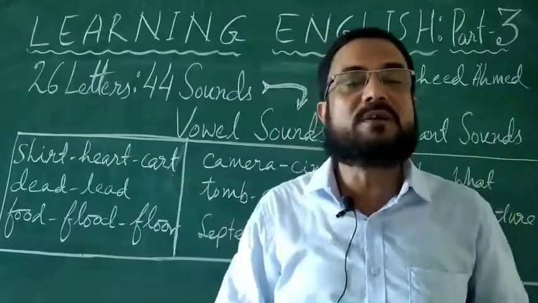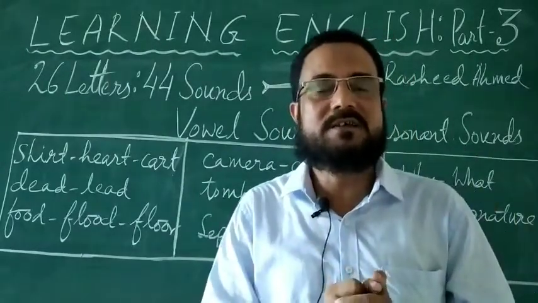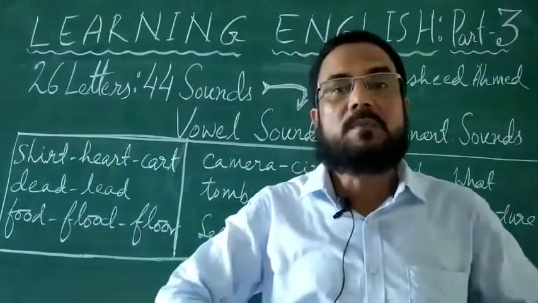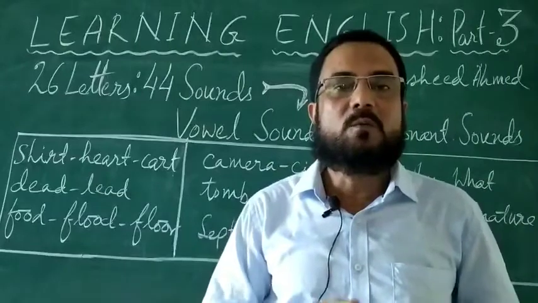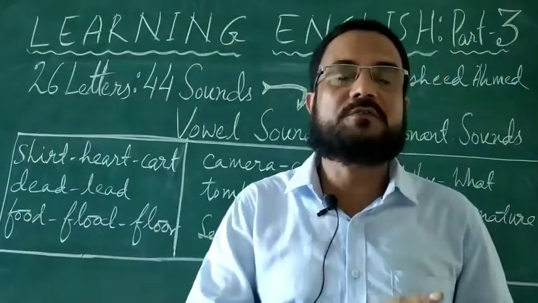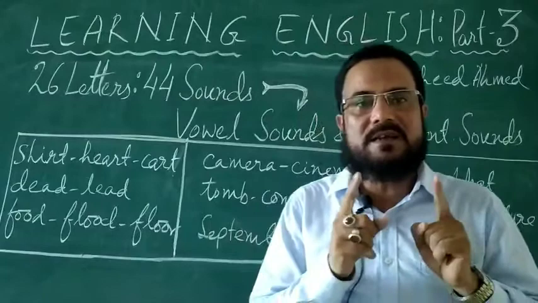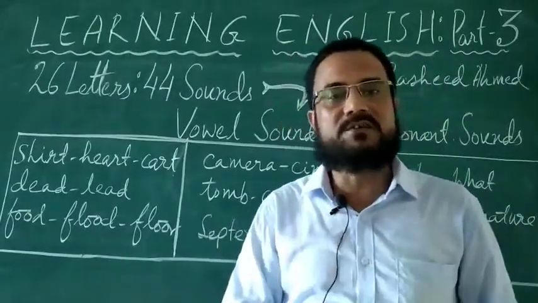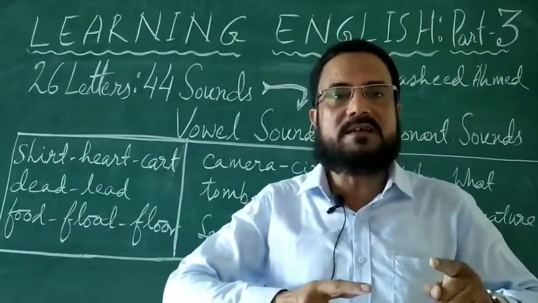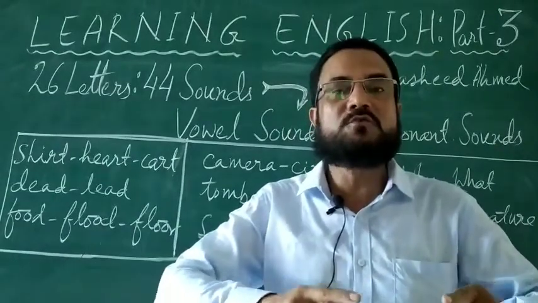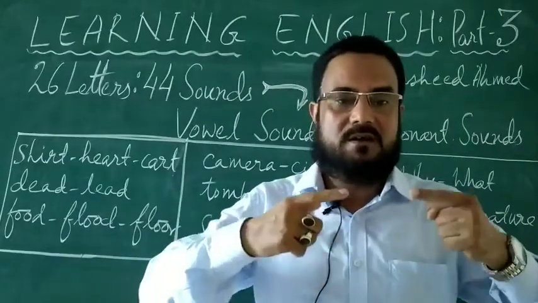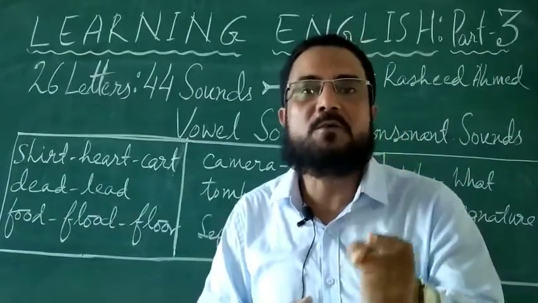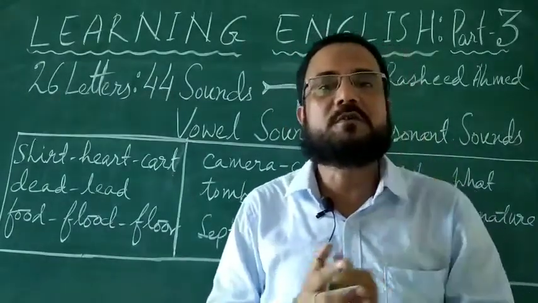We all know there are 26 letters in English. Yes, when we write in English, we make use of 26 letters. But when we speak in English, we make use of 44 sounds. This means that 26 letters are not for 26 sounds only. The number of letters is 26, but the number of sounds created when we use those 26 letters in our oral use is 44.